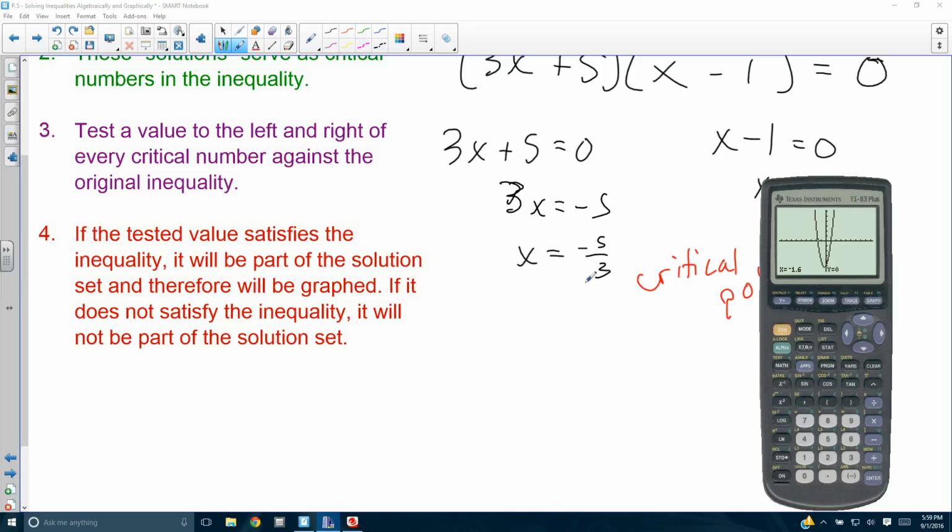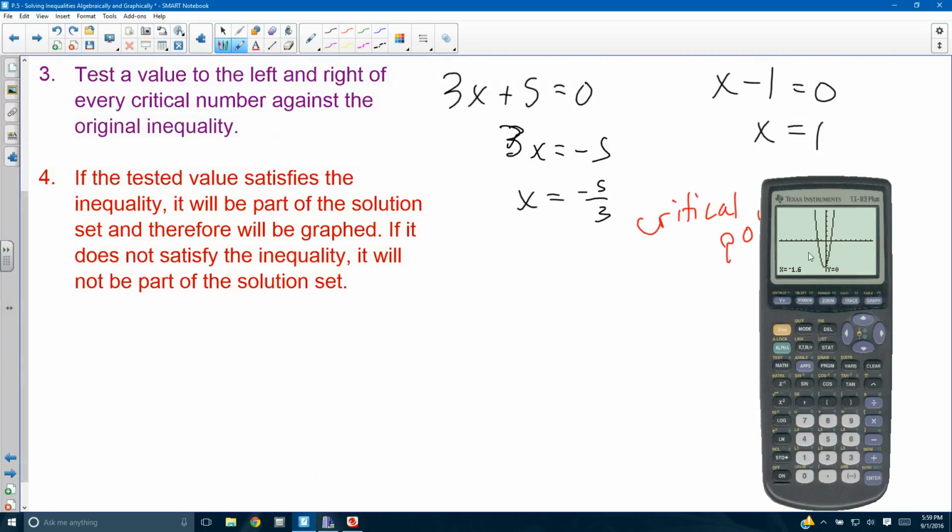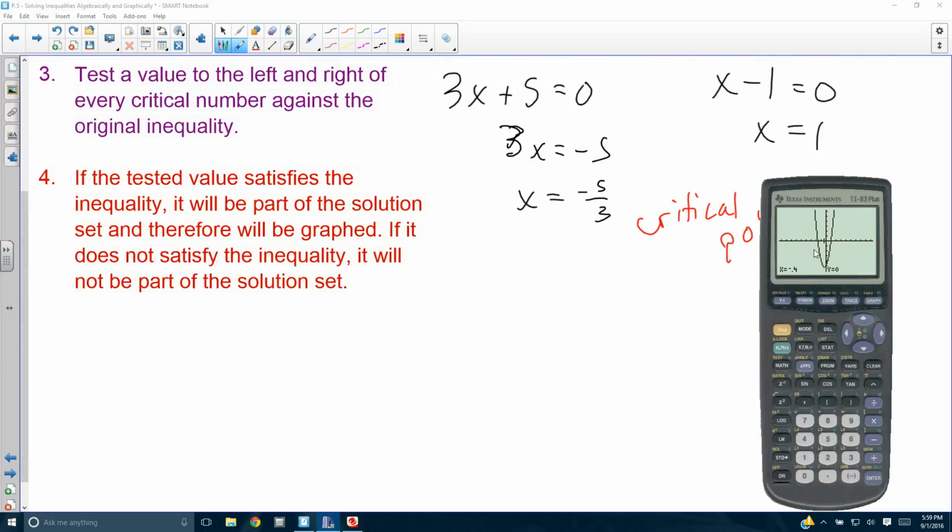Now, -5/3 is also not a part of our solution set because this inequality was a less than inequality. It wasn't a less than or equal to. If it was less than or equal to, it would also be included on our graph. When we test a value in the middle, I'm going to test the number 0. It's pretty easy to do. I will get a true statement, and then I'm going to test a number to the right of 1, maybe just 2, and I'll get a false statement.